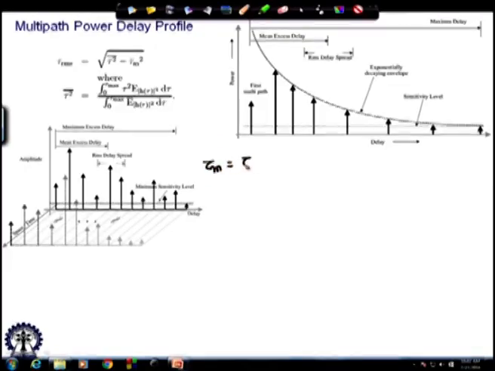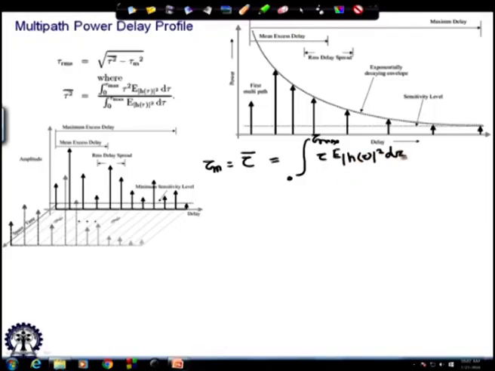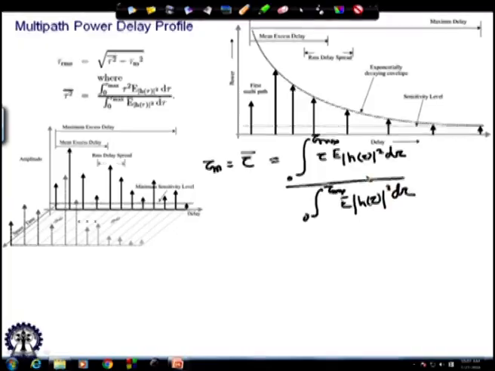Tau m is basically tau bar. Tau bar would be the integration from 0 to tau max of tau times the magnitude of h of tau squared d tau, divided by the normalizing factor, the integration from 0 to tau max of the magnitude of h of tau squared d tau. If you look at the expression, tau is the excess delay. So, this is having an excess delay of 0, this is having an excess delay of tau 2 minus tau 1. That is what we are talking about here.